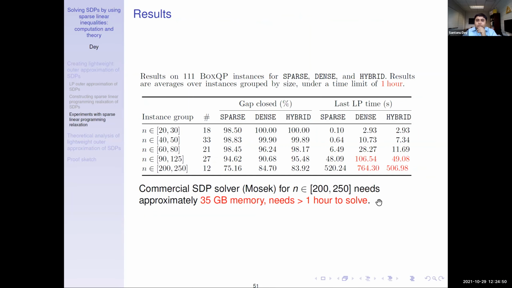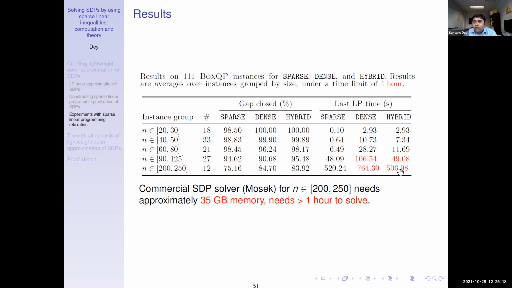Let me just quickly show you some final computational results. These are the BoxQP instances, and we go up to 250, which is fairly large, fairly difficult. And here you see that the gap closed with respect to the SDP is quite high, and the hybrid is doing quite well compared to the dense. And you see that the solve times are actually quite nice, even though these instances are really difficult.